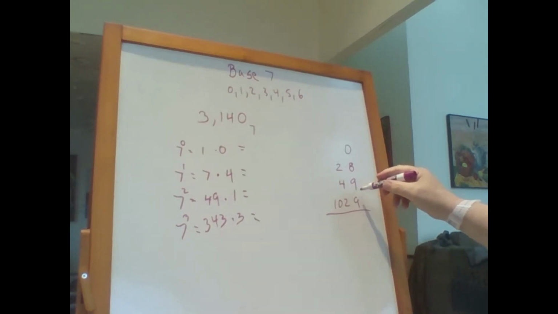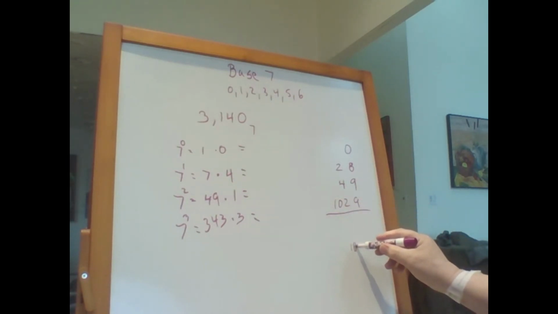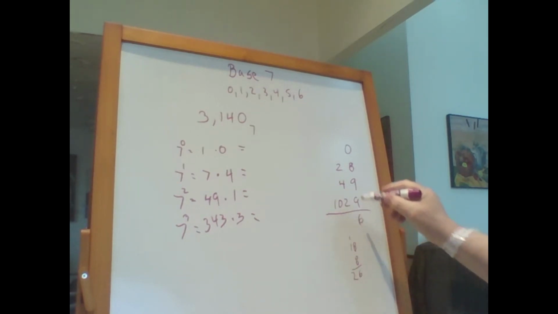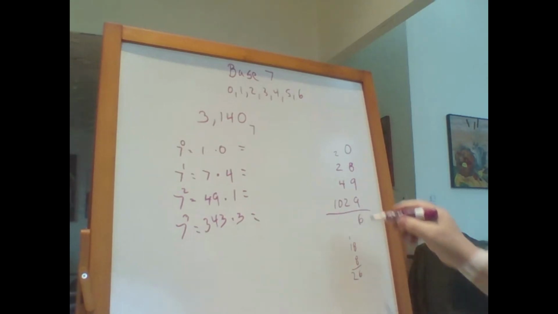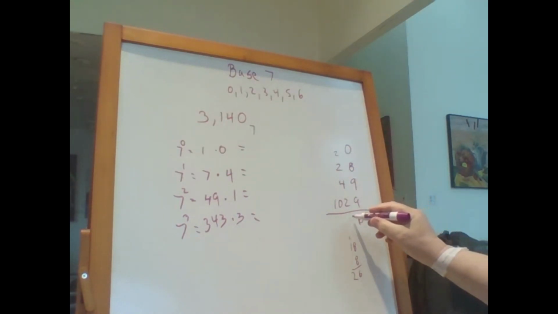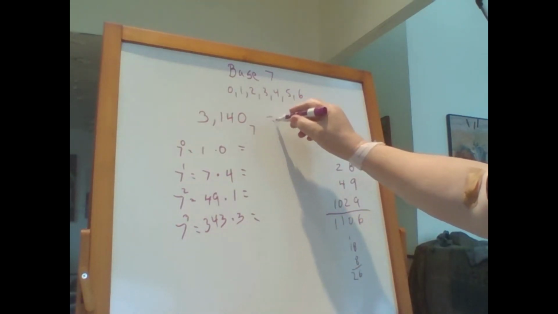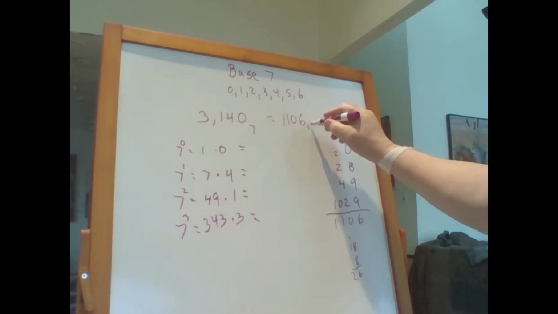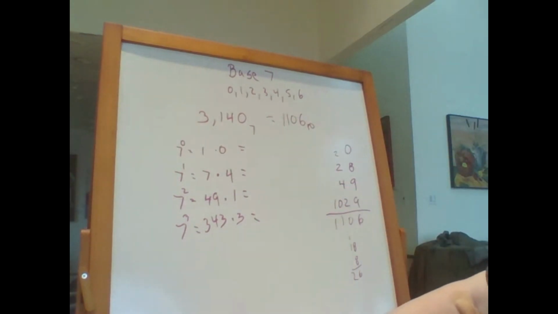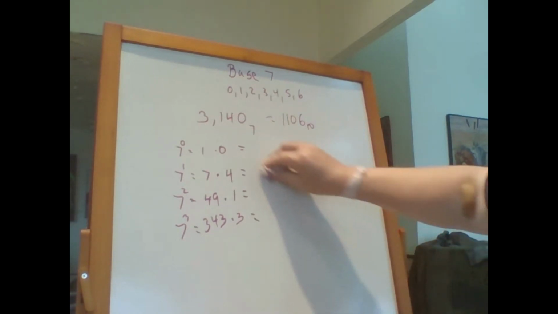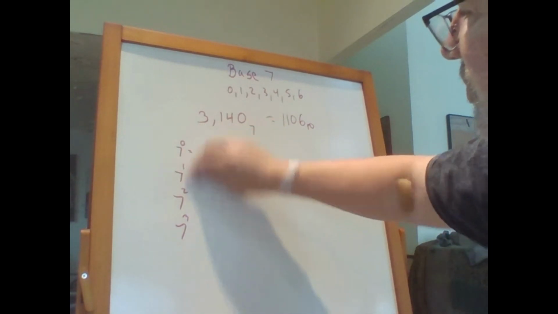So we got 18, and 8 is 26. That's 1106 base 10. And that's how we convert it to base 10. So you can do that all day long. Those are how you convert to base 10.